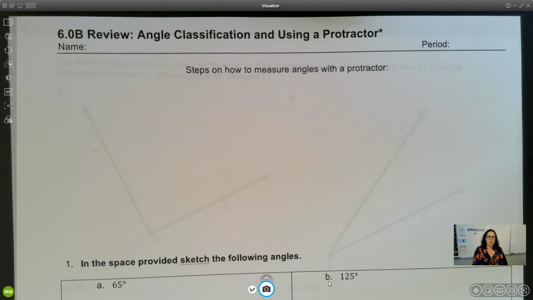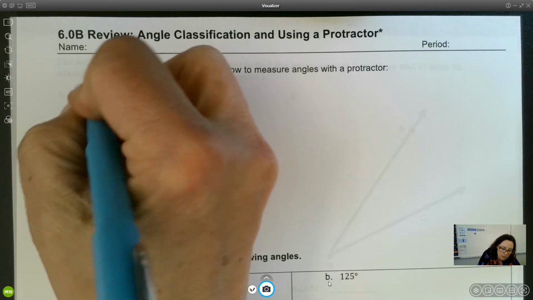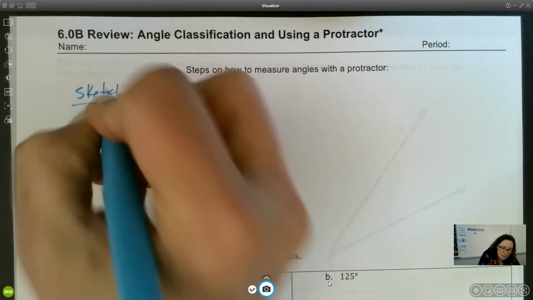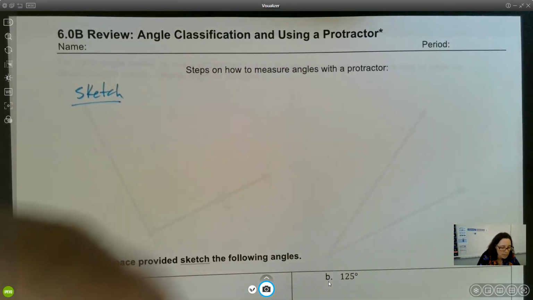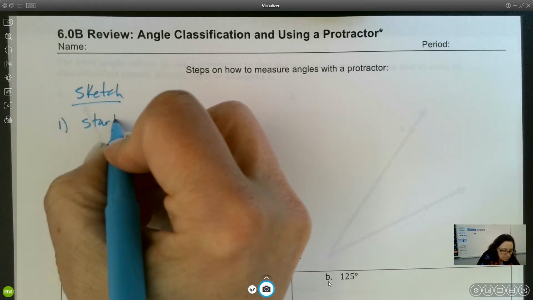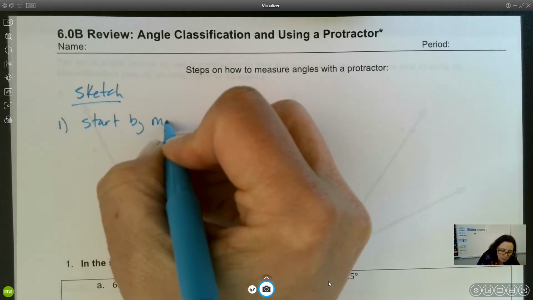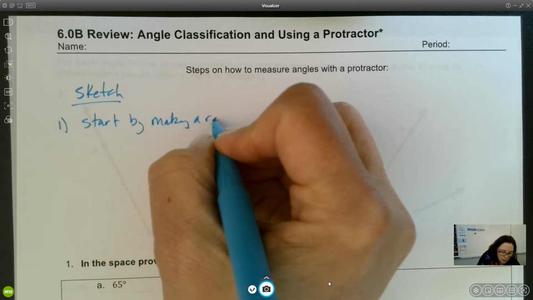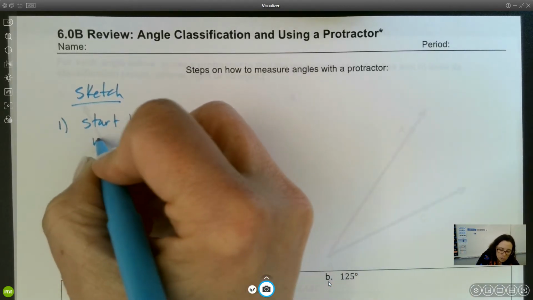All right, so steps on how to measure angles with a protractor. There's a difference between sketching something and drawing something. So let's talk about sketch. You're going to start by making a ray with a straight edge.